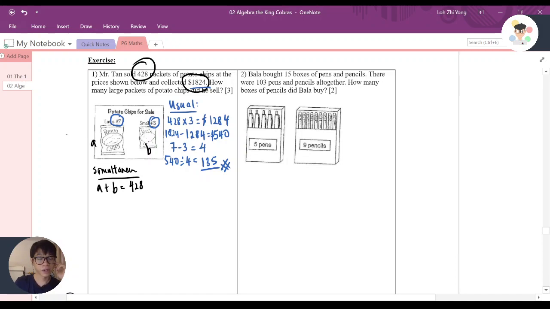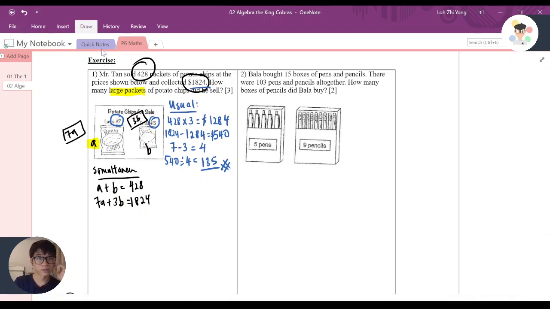The money I collected for large is 7 times A, the number of items times the price each, so 7A. Plus the total money collected for small, which is 3 times B, so 3B, is equal to 1824. I'm looking for the number of large packets, which means I'm looking for A. If I want to look for A, I don't want to have B in my equation. If I don't have B, it will be much easier, right?